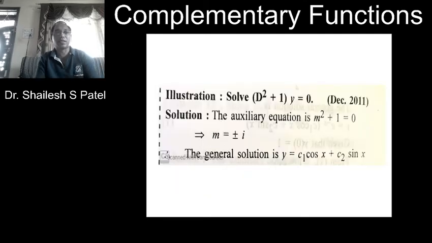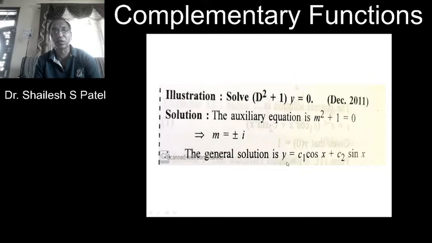See here the illustration: D squared plus 1, y equal to 0. The auxiliary equation is m squared plus 1 equal to 0. If we find the roots, we get m equal to plus or minus i. If we compare this with a plus or minus ib, then we get a equal to 0 and b equal to 1.